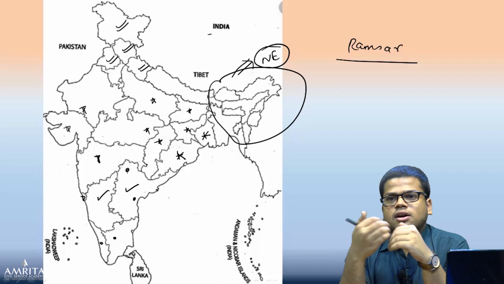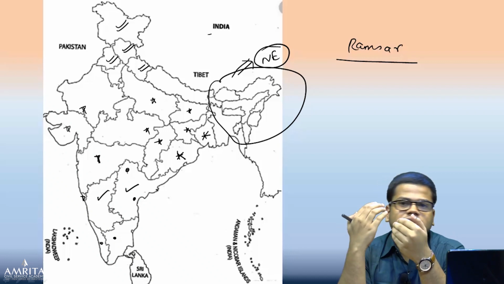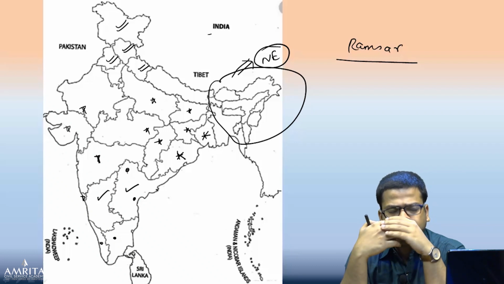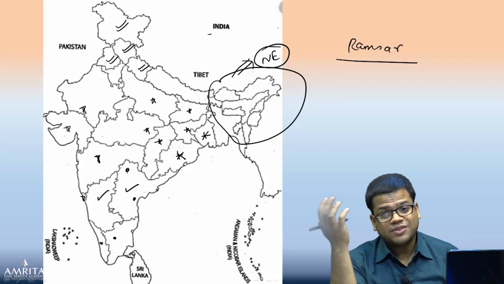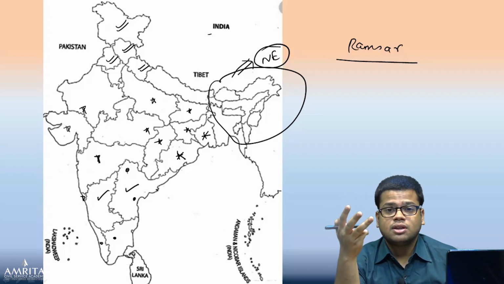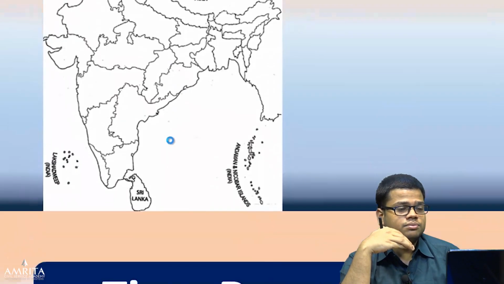But if we divide the tiger reserves into regions, into states, it becomes a bit easy. If the structuring is in our mind, it becomes very easy for us to revise these things. And we have to revise, because I've shown you 5 questions, and in the last 4 years, 4 to 5 questions have come.